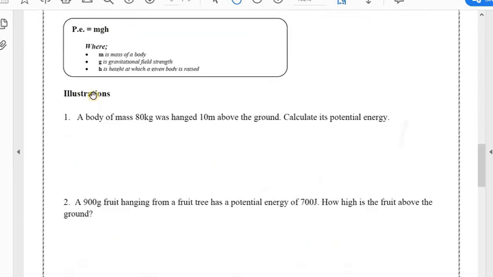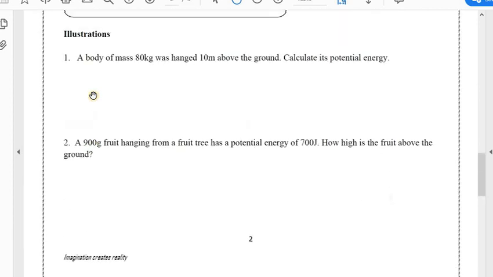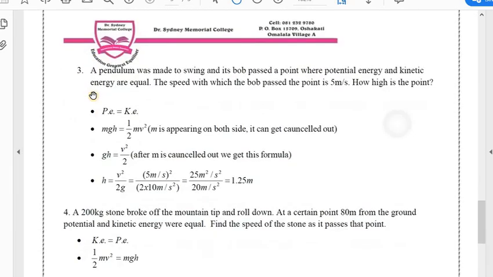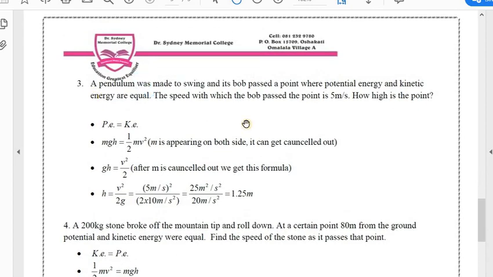What I did is, there are 5 questions, and I left out question number 3. This is the question that I'm going to use to help you understand how we use the formula of potential energy in real calculations, or in physics calculations.